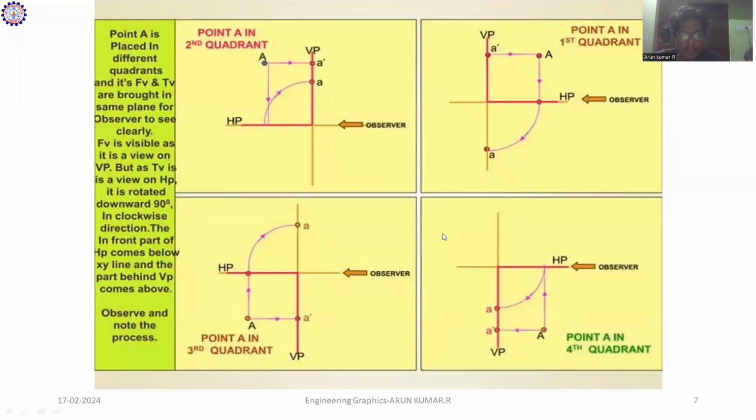Good morning. In this lecture series, we see about projection of points. Last class, we saw only the points in the first quadrant. Let's see each and every quadrant and how to solve this kind of problem with a real-time example.